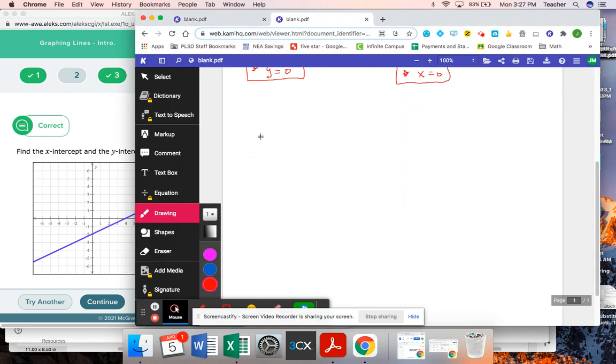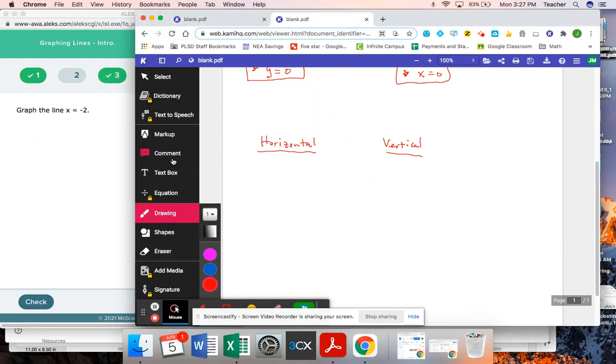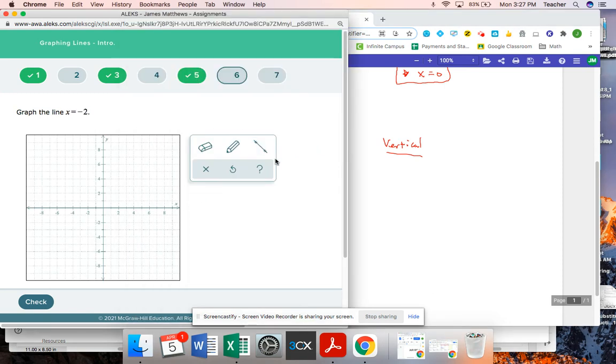Now, the last couple things I want to talk about are horizontal lines and vertical lines. We talked about the slope of horizontal and the slope of vertical, but now the actual lines themselves. In ALEKS, we have something like this. Graph the line x equals -2. That means x equals -2. So if I have a line and x is -2, it doesn't matter what my y is. I can let y be 6, but what must x still be? -2. So if I plug it there, I get a vertical line.